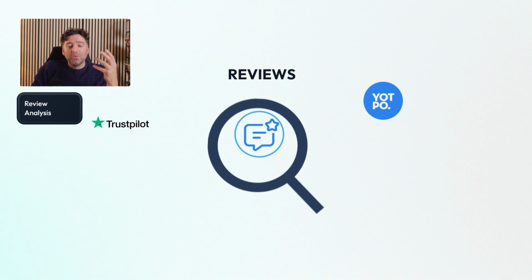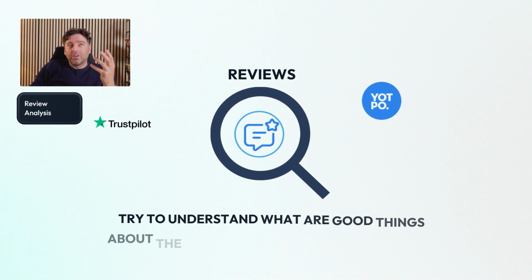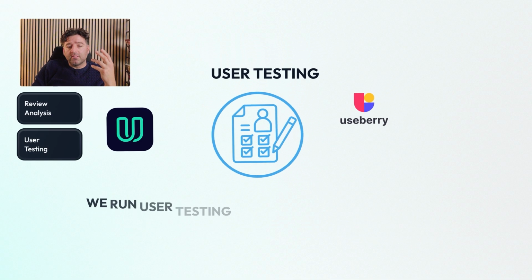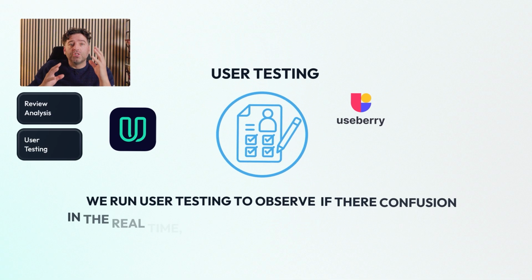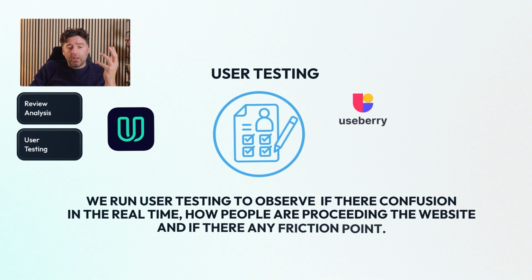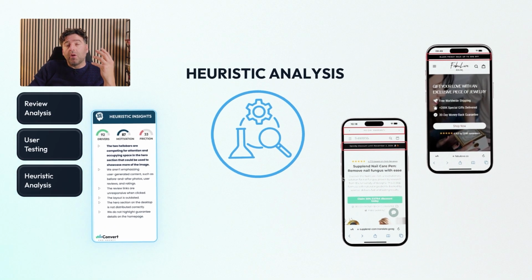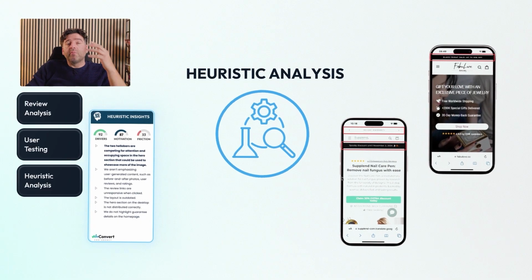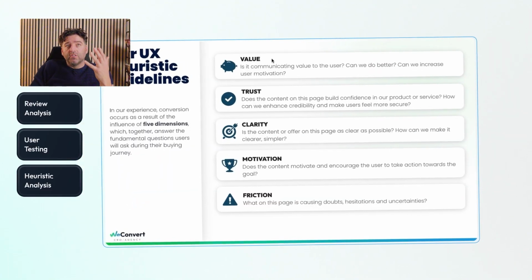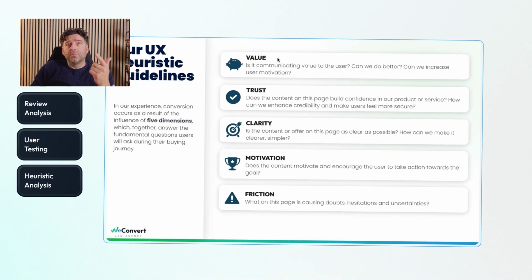We analyze the reviews to try to understand what the good things about the product are and what the objections are. We run user testing to observe if there's confusion in real time, how people are perceiving the website, and if there are any friction points. And we also perform heuristic analysis, which is basically a website walkthrough, where we walk through your website using checklists with 5 different dimensions, such as value, friction points, and motivation. And we scan your website for trust and clarity issues.